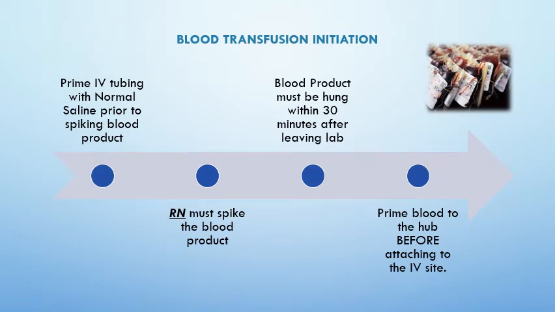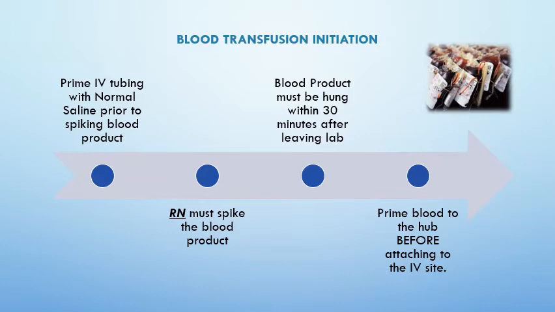When you're ready to initiate your blood transfusion, you need to prime your IV tubing with normal saline before you spike the blood product. The red blood cells in your blood are pretty sticky, and if you don't coat that tubing with normal saline prior to, they can actually catch on the edges of the tubing, and it can cause those red blood cells to burst.